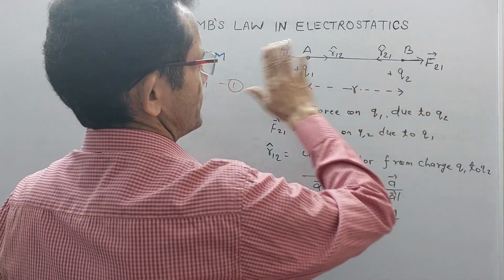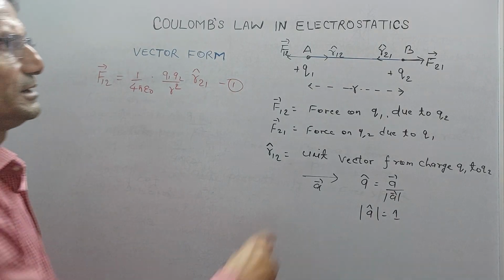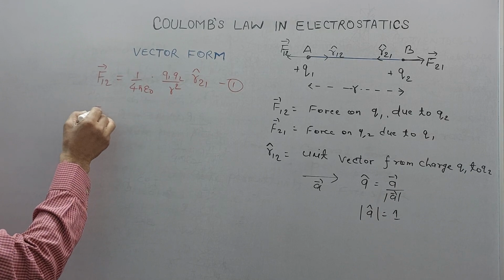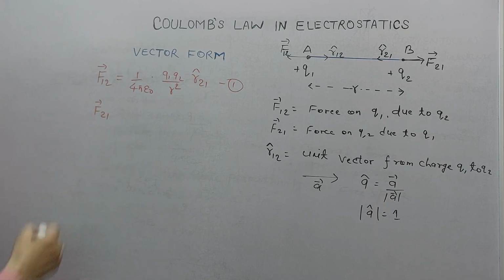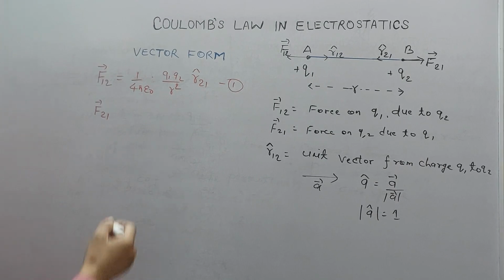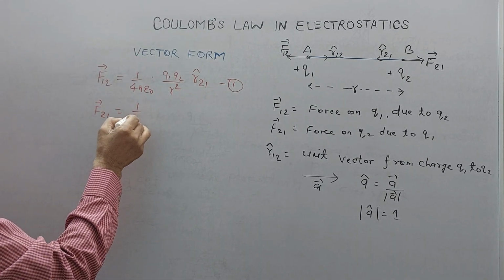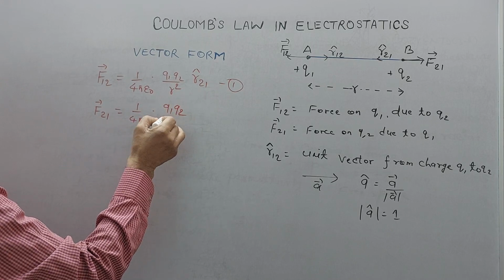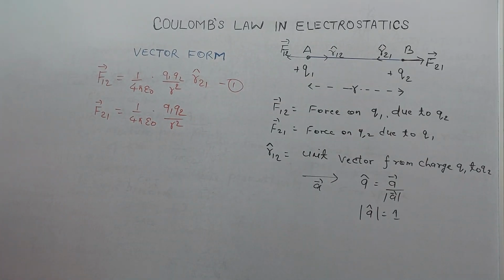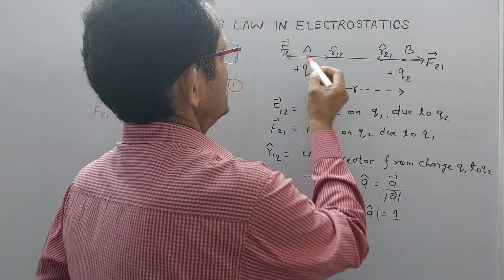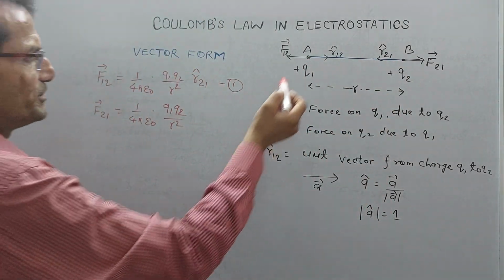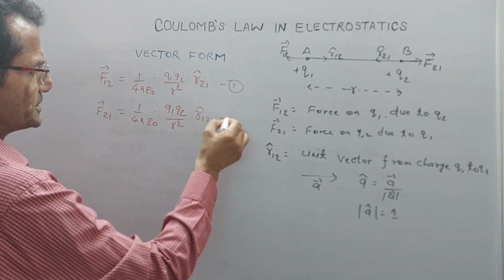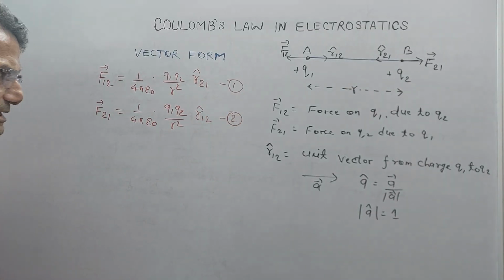Similarly, we write F21 in the vector format. F21 has the direction from A to B, that is along r12 cap. A goes to B. Therefore, the force on q2 due to q1 will be 1 upon 4 pi epsilon naught, product of the charges divided by r squared. The direction of F21 goes from A to B, and A to B has the direction r12 cap. This is equation number two. So these are the formulas.